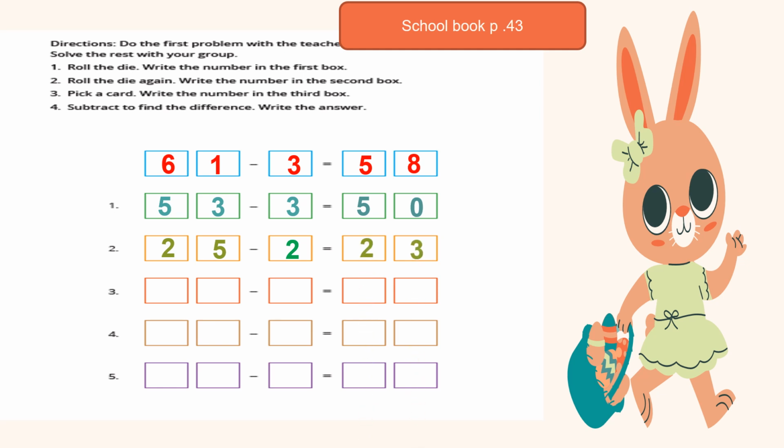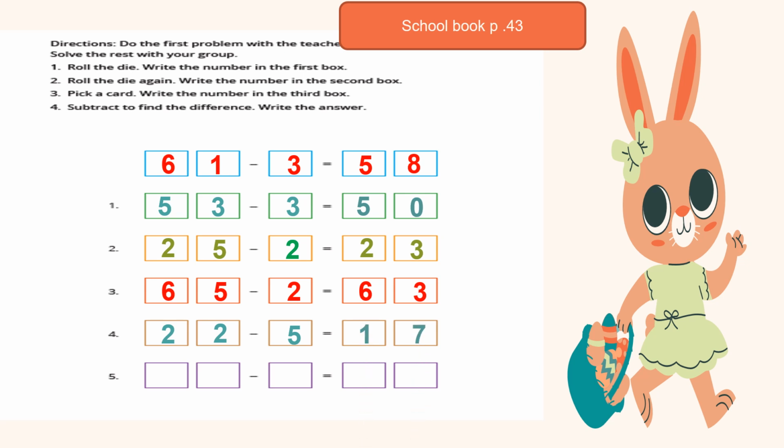Number 3. 65 minus 2. We will go backward 2 steps. What is before 65? 64, 63. Number 4. 22 minus 5. We will go backward 5 steps. What is before 22? 21, 20, 19, 18, 17.